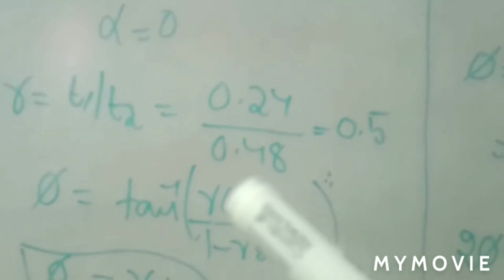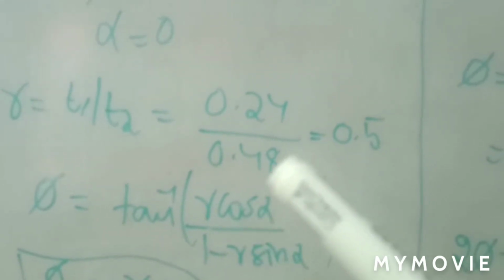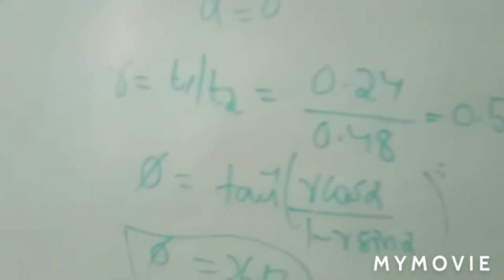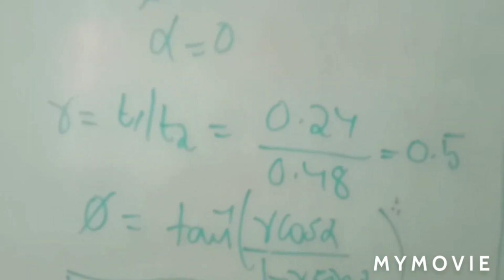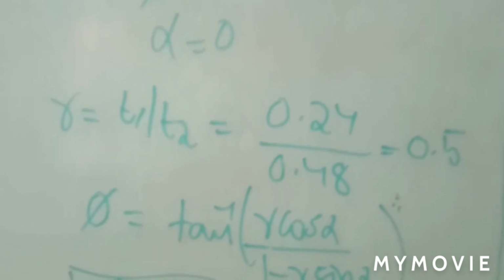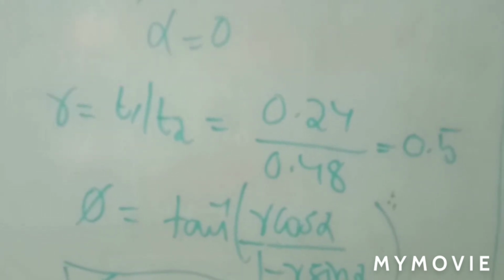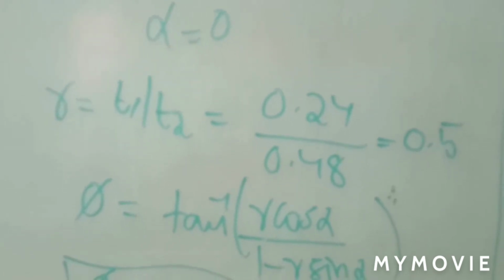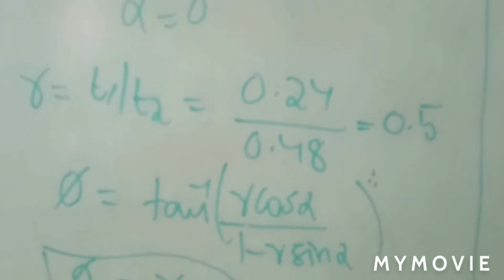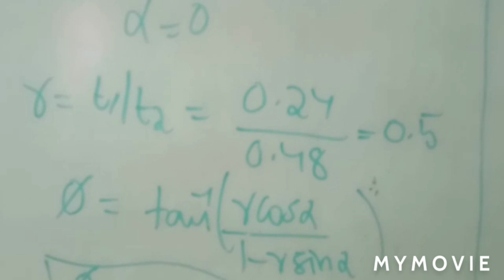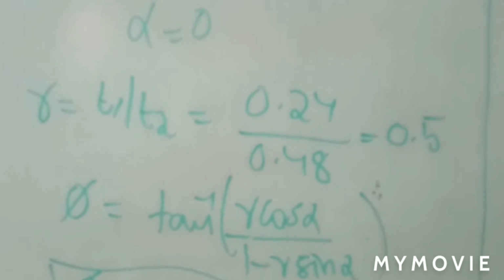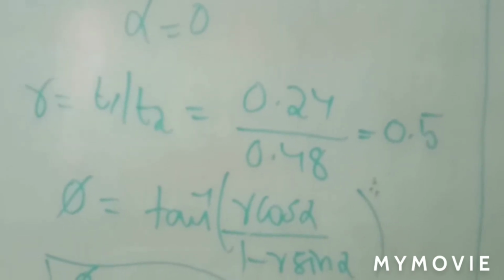The chip thickness ratio formula is r equal to T1 by T2, the uncut chip thickness to the chip thickness. So 0.24 by 0.48, that is 0.5. The 0.24 value is already given, that is the feed rate, the uncut chip thickness, and the chip thickness value is 0.48. So the r value equals 0.5, simply 1 by 2, equal to 0.5.